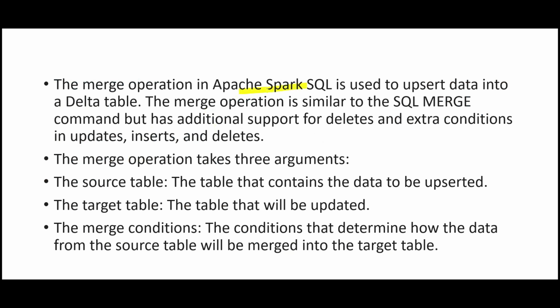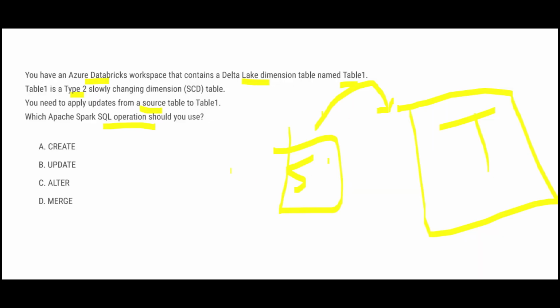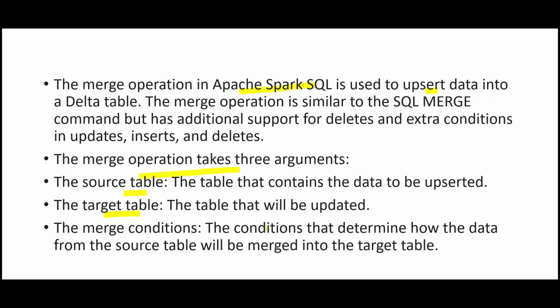The merge operation in Apache SQL is used to upsert data. Upsert means insert: if the data does not exist, it will insert, and if the data exists, it will update it. The merge operation takes 3 arguments: the source table, the target table, and then we provide the merge condition. In our case, this small table will be the source table and this big table will be the target table. The condition determines how the data from the source table will be merged with the target table.